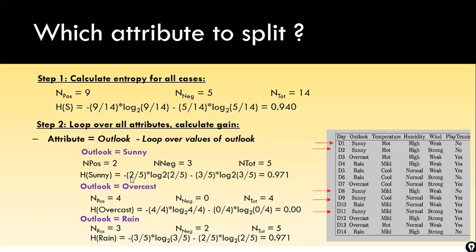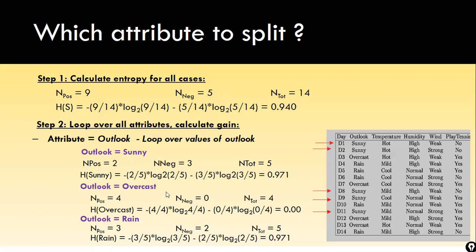Okay. Out of 5 records of sunny, 2 times he played tennis. Out of 5 records of sunny group, 3 times he did not play tennis. So for this, see, only thing is 2 divided by 5. You need to multiply the same by log base 2. That's all. So you get some value, 0.97.